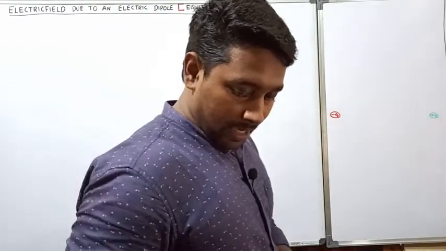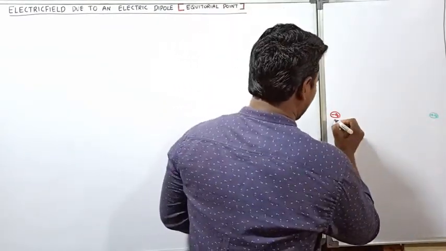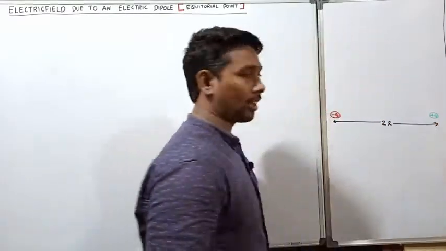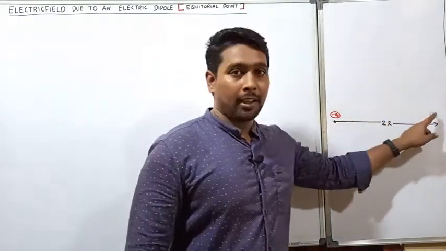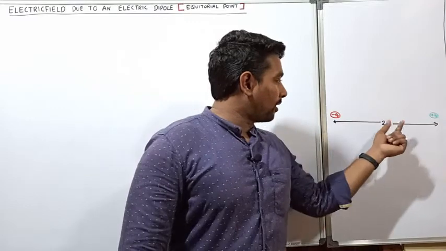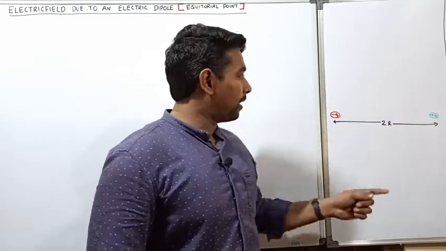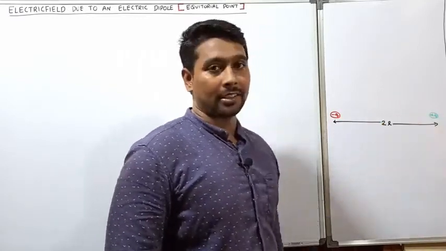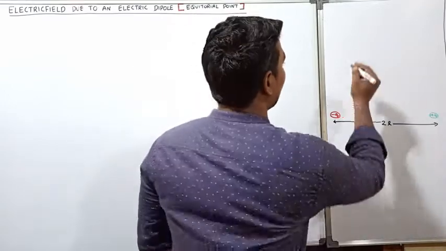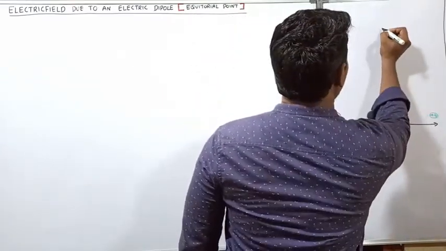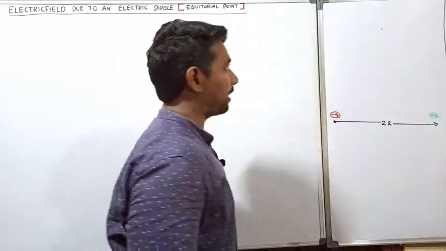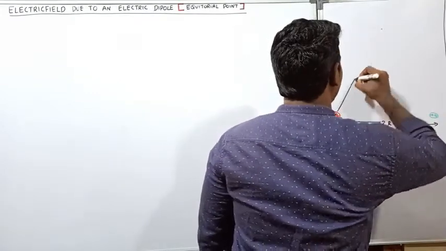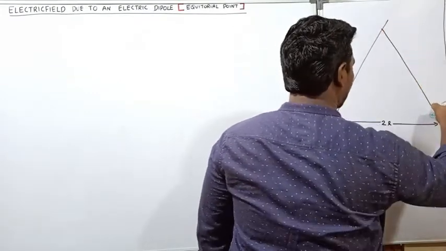I'm considering the distance between these two charges to be 2L. Minus q and plus q are separated by a very small distance 2L. 2L means from the center up to here is L, and from the center up to here is L. I'm going to find the electric field at a point over here, the equatorial point, at the perpendicular distance. So I'm drawing a line pointing to that point and also to here.